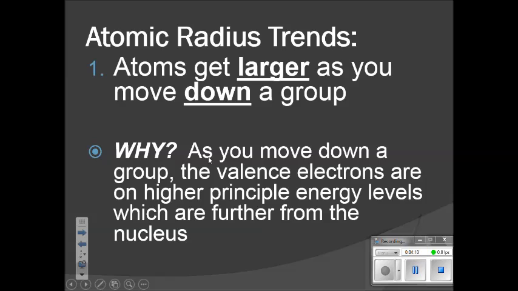So as you move down a group, the reason is because the valence electrons are on higher principal energy levels. And that's true of all your groups as you move down them. So don't learn the trend. You can use the trend as a help, but don't learn the trend, learn the why.